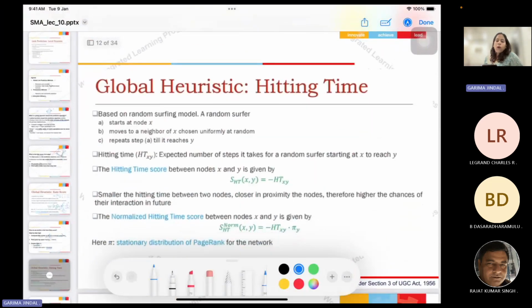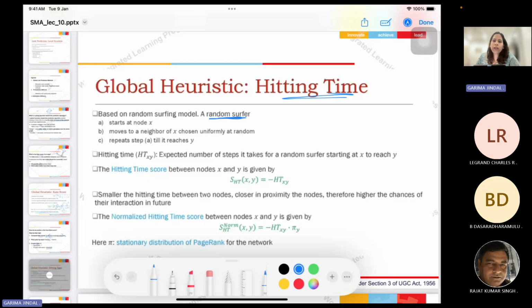Okay, so this was the first method. Now we move on to our next global heuristic method, that is called hitting time. What is the notion behind hitting time? Basically, hitting time is based on a random walk.